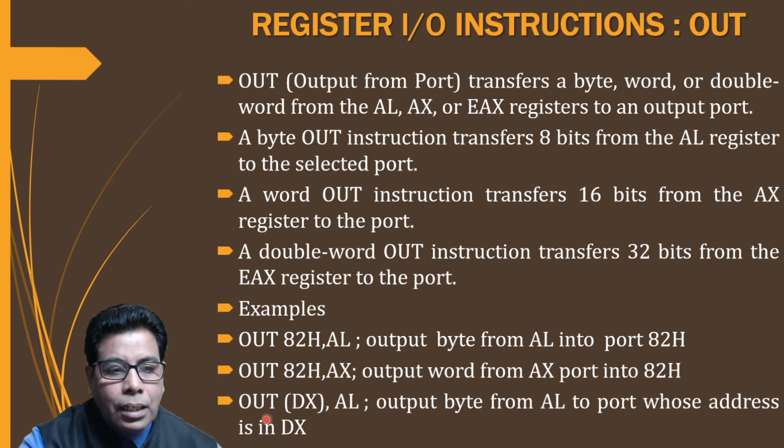Then the last, out DX, AL. Here it will output 8-bit data from AL to the port whose address is given in the DX register. So by default DX is used for storing the address. We have to specify the address of the port in the DX register, and then we can make use of AL, AX or EAX for outputting a byte, word or double word.